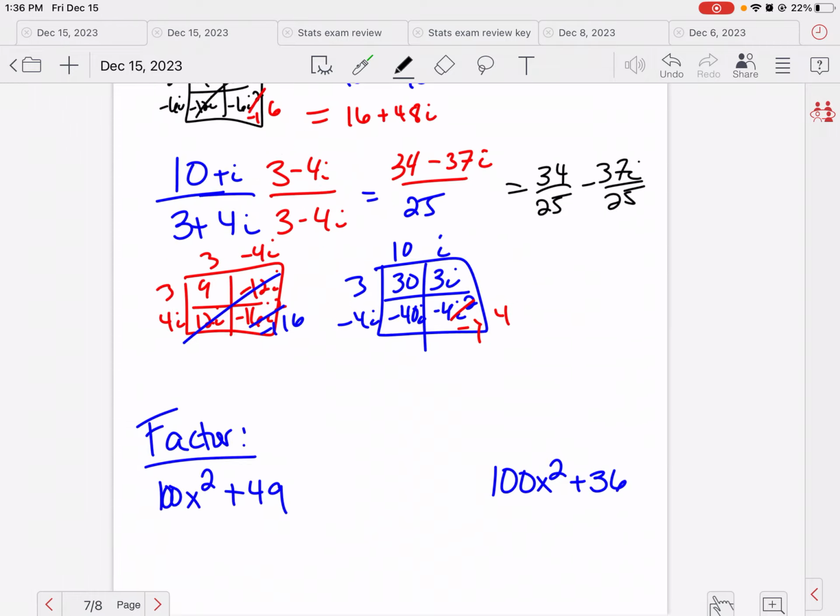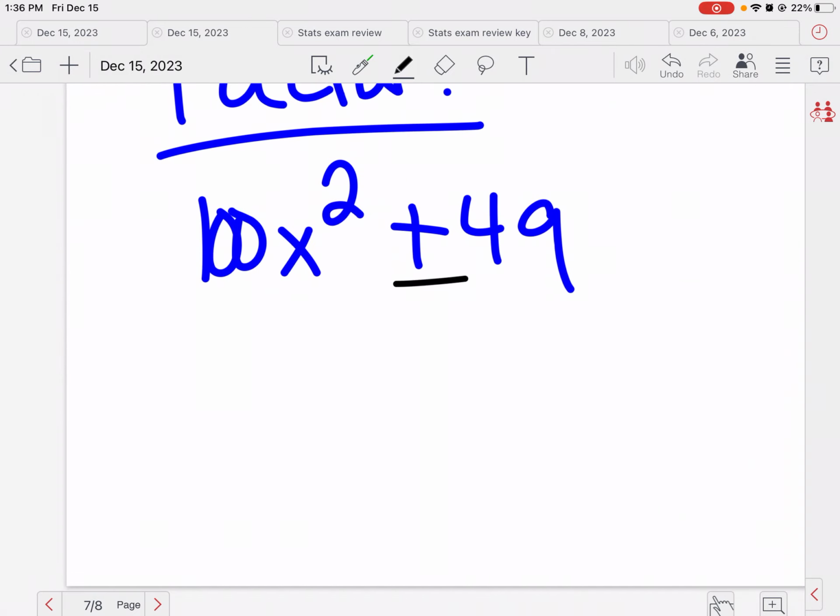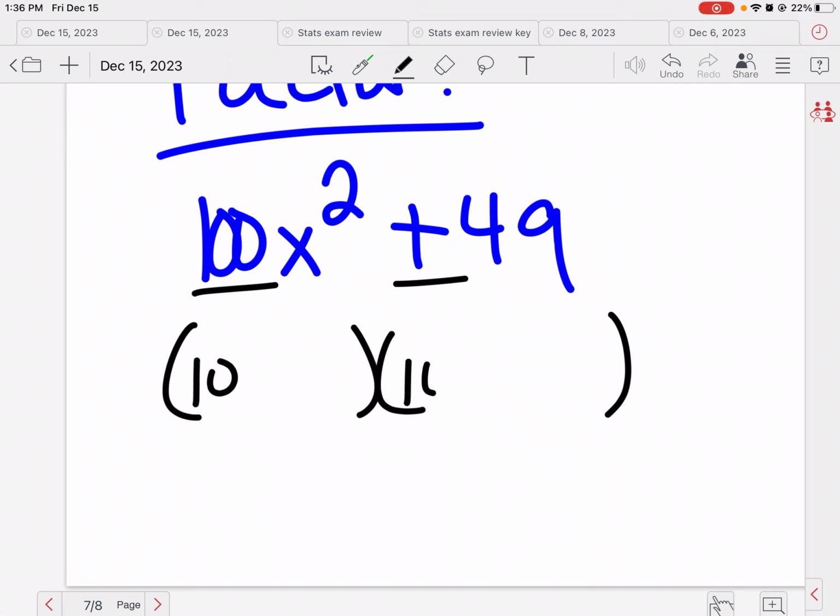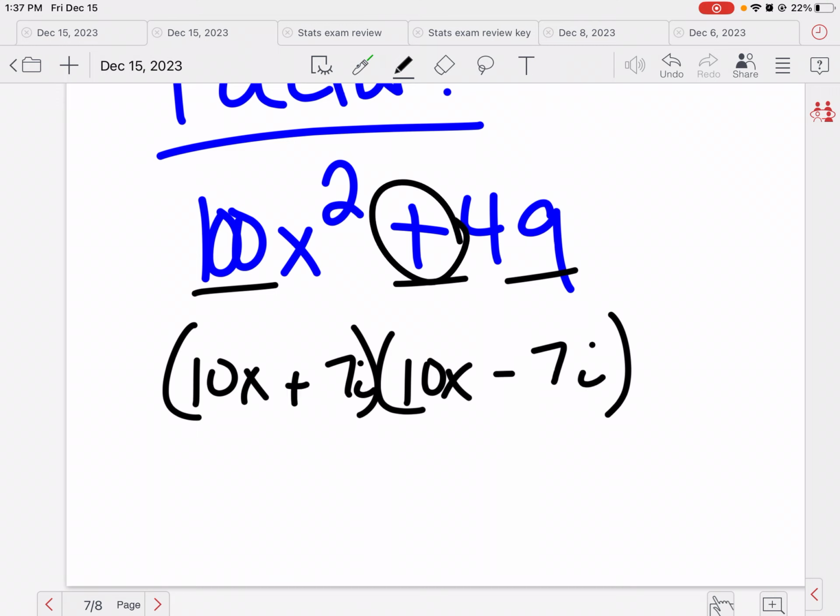All right, also factoring with these, because this is the sum of squares, so we would separate this. 100 is a perfect square, so we have 10 and 10. x squared is a perfect square, x and x. 49 is 7 and 7. Because there's a plus sign, the second term is going to have an i, and 1 plus, 1 minus.